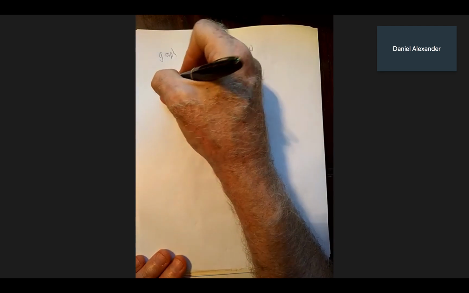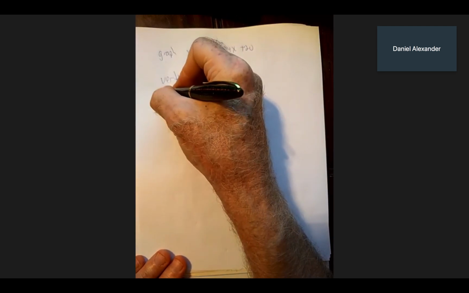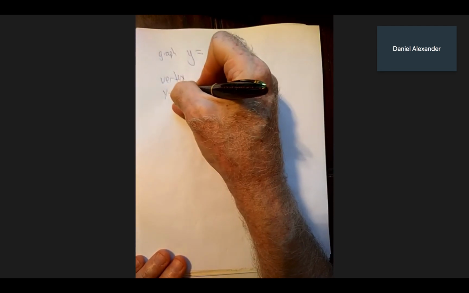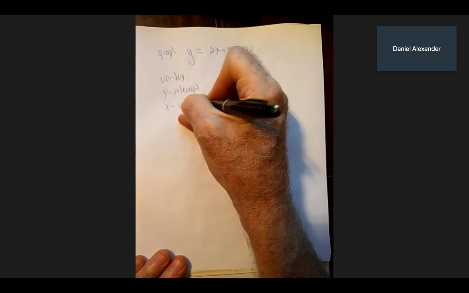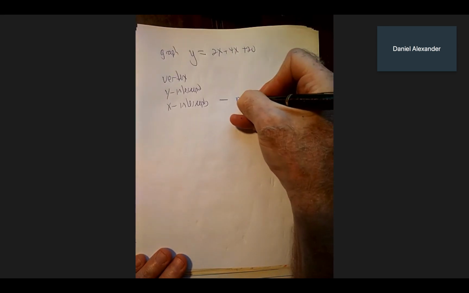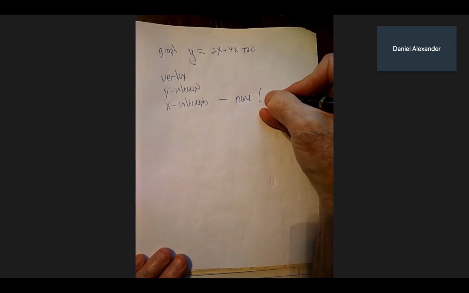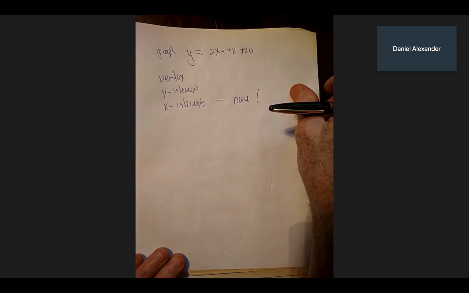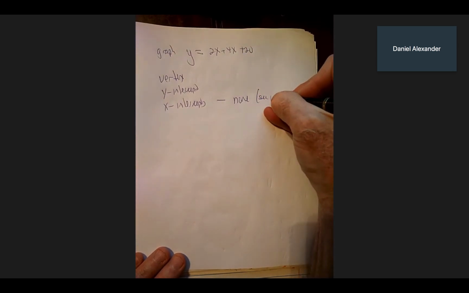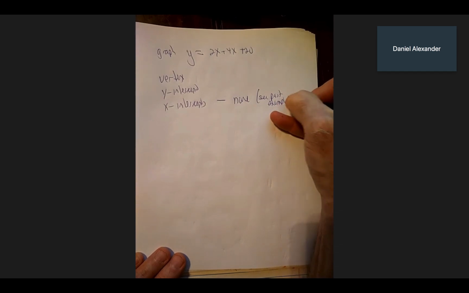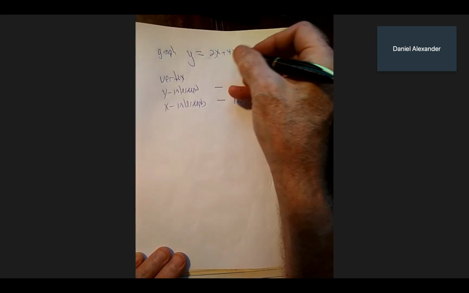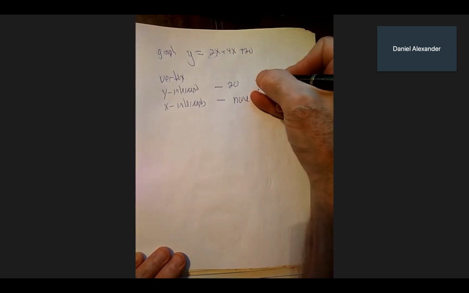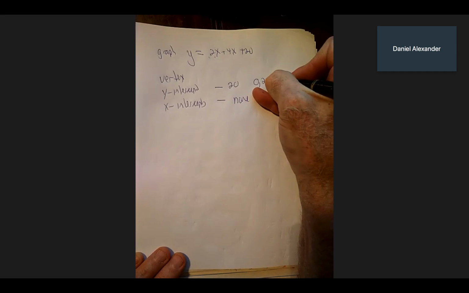So we want the vertex, we want the y-intercept, and we want the x-intercepts. And we saw earlier that there's none. We saw that already. Now the y-intercept, you plug in 0, so you're going to get 0 plus 0 plus 20. So 20 is the y-intercept, so we get the point 0, 20.